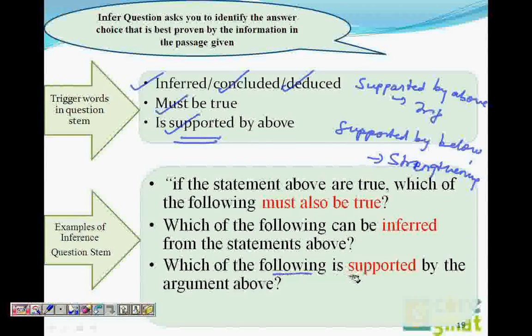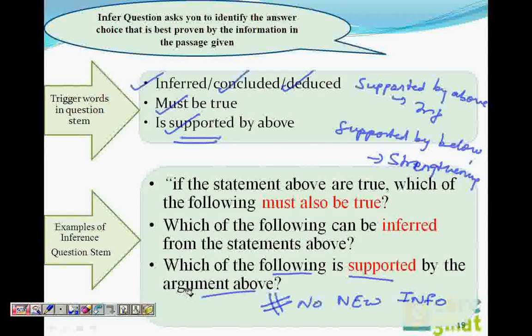In strengthening and weakening questions, we saw that our focus has to be on the conclusion. But in infer questions, we do not have any conclusion, so our focus is on the premises. In strengthening and weakening questions, my answer was a premise, but here my answer will be a conclusion. There we were looking for new information, but here what you have to keep in mind is no new information. Anything that is new information is not my answer. This is very important to note.